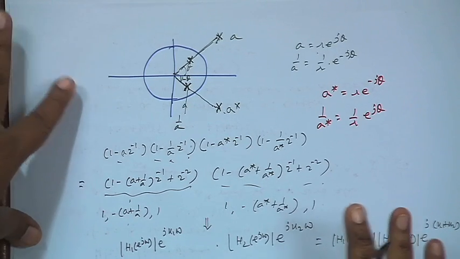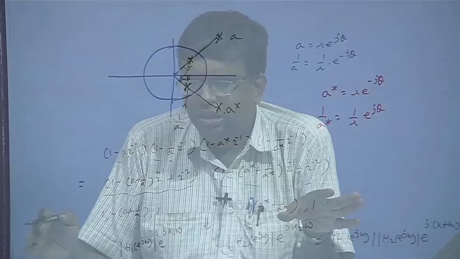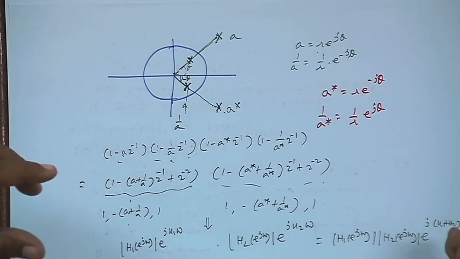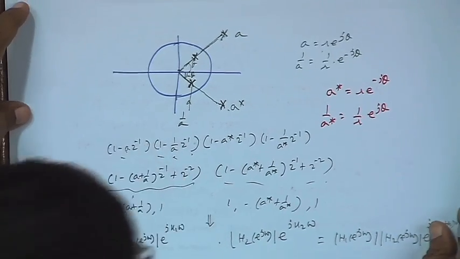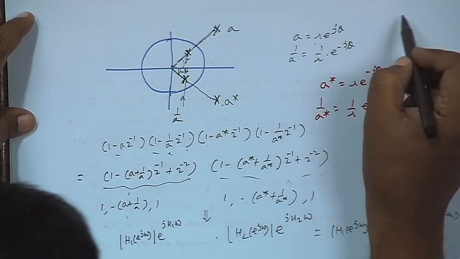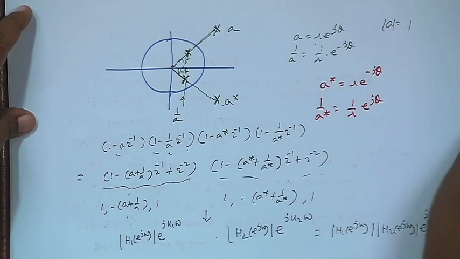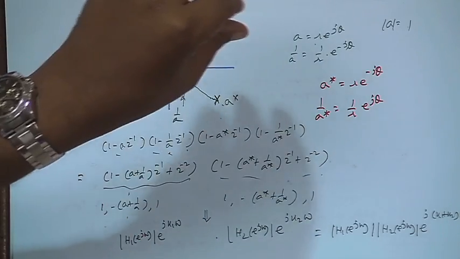So it means if I have a very large order linear phase FIR filter with real coefficients, I can factorize the transfer function into first order factors, and then take out these quadruplets and form subsystems, which will themselves be linear phase. Now, suppose this A has magnitude 1. In that case, what will happen?